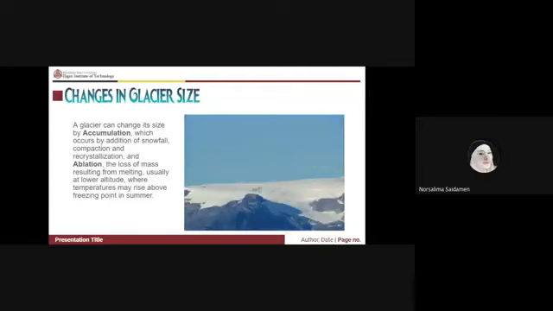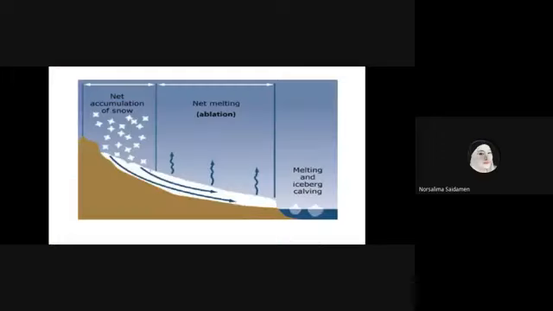So how does a glacier change its size? A glacier can change its size by accumulation, which occurs by addition of snowfall, compaction, and crystallization, and ablation, the loss of mass resulting from melting, usually at lower altitude where temperature may rise above freezing point in summer. So we have here the accumulation and the ablation zone, the two zones of glacier anatomy.